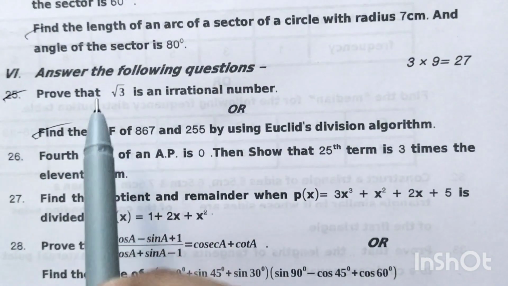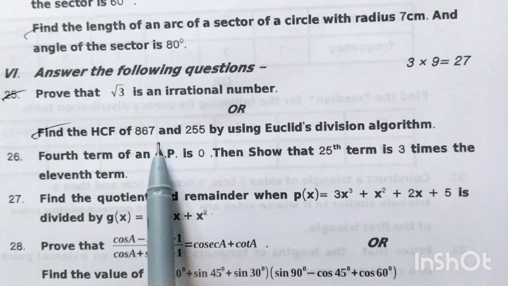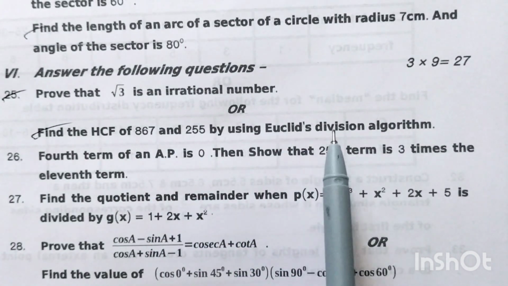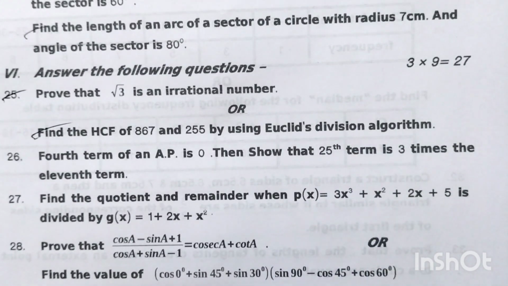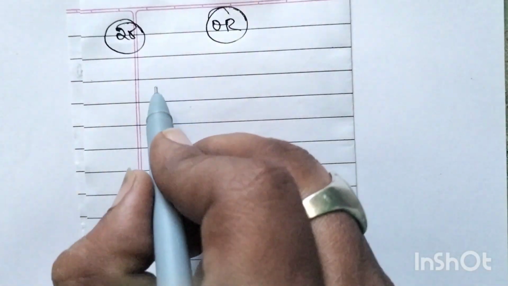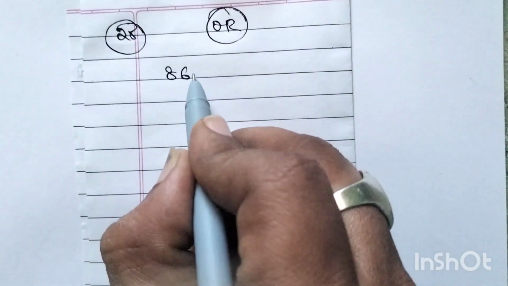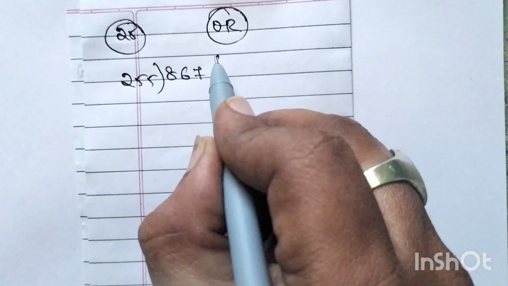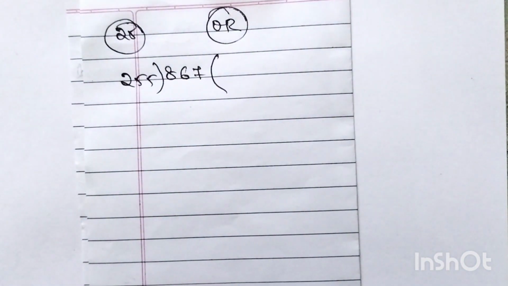So the other question is: find the HCF of 867 and 255 by using Euclid's division algorithm. So by using Euclid's division algorithm, let us find the HCF of 867 and 255. So 867 should be divided by 255. So let us go for 3s.